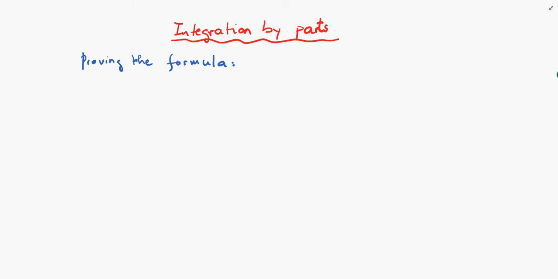This general formula starts with the product rule. Okay, so the product rule, I bet you know what it is. It is when you have (uv)' equals u'v plus uv'. That's the product rule. Okay, so we can write here: product rule.